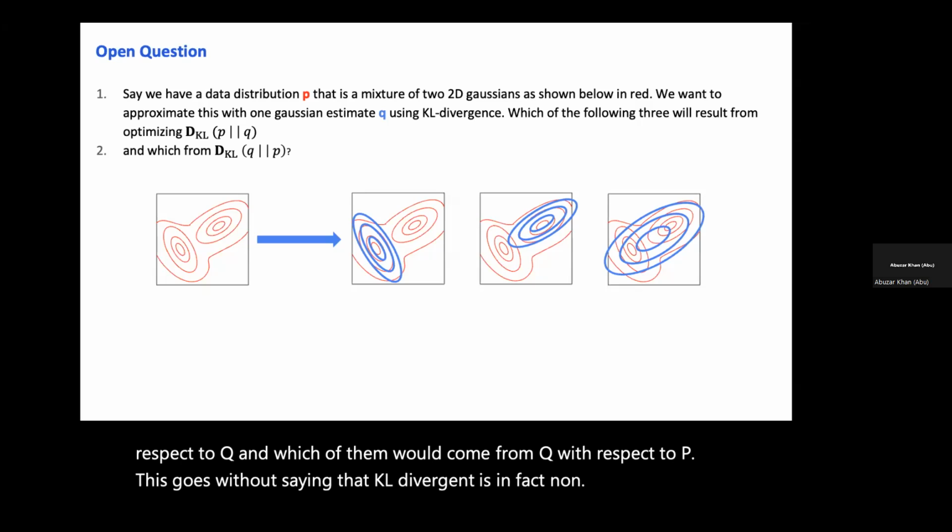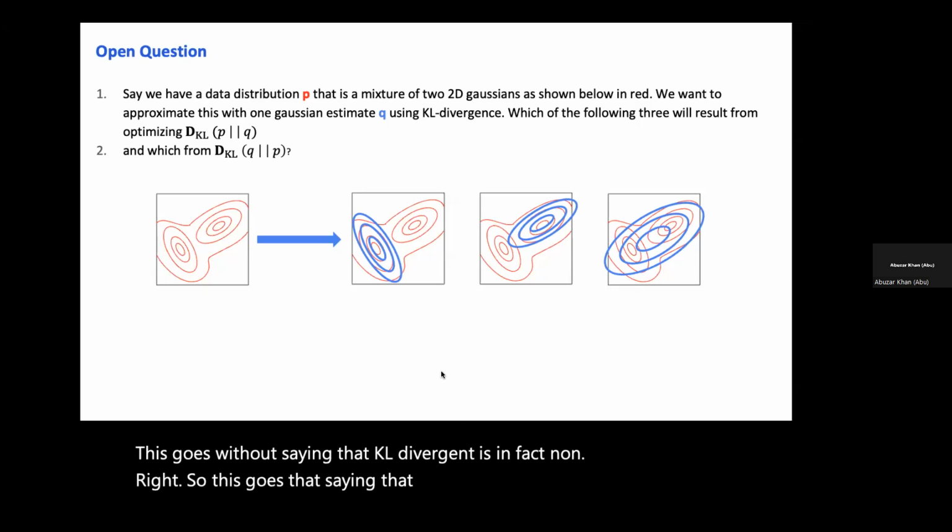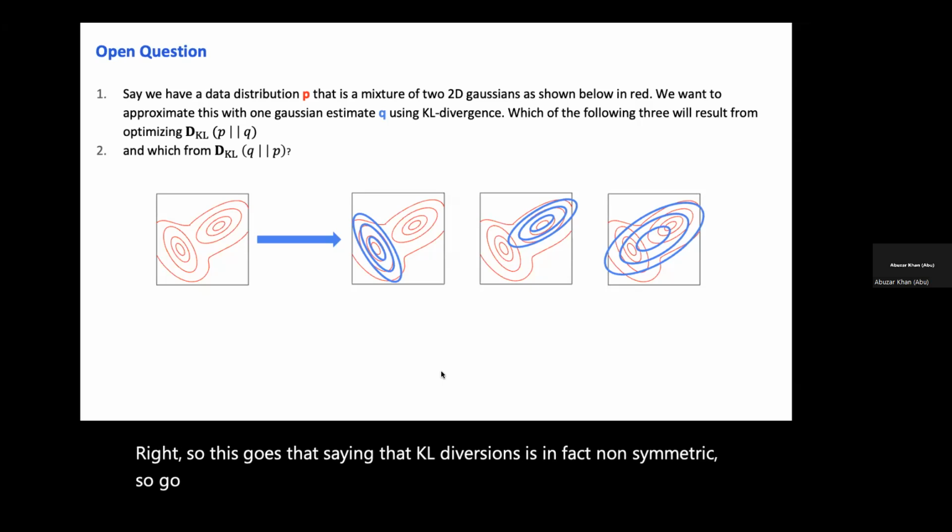Right. So this goes without saying that KL divergence is in fact non-symmetric. So go ahead, take a minute, think about what will happen when we try to optimize for P with Q or Q with P.